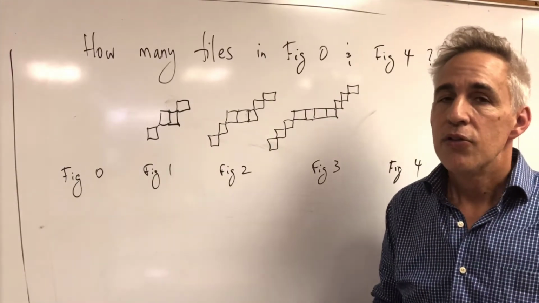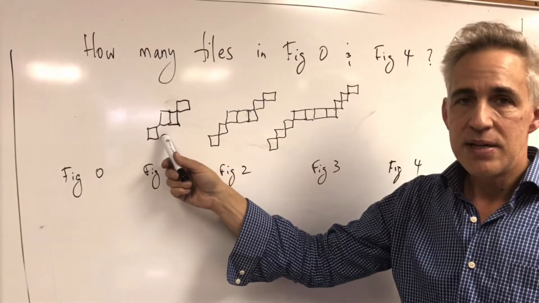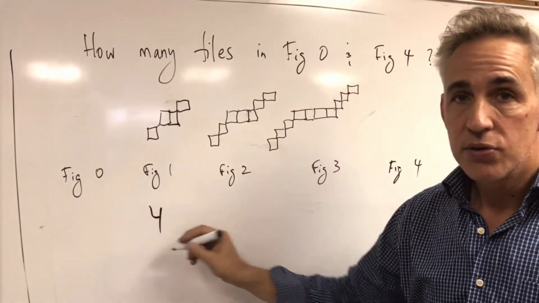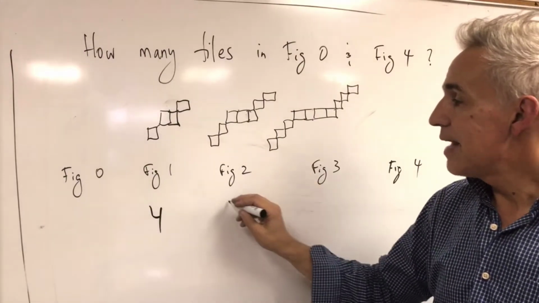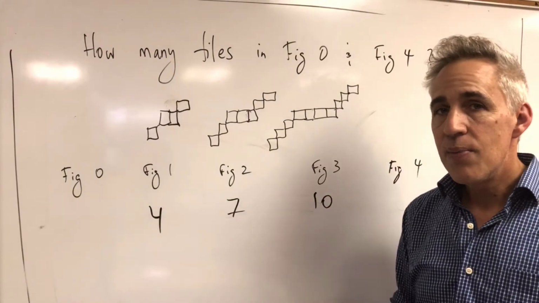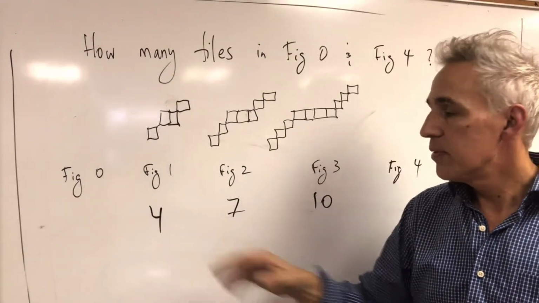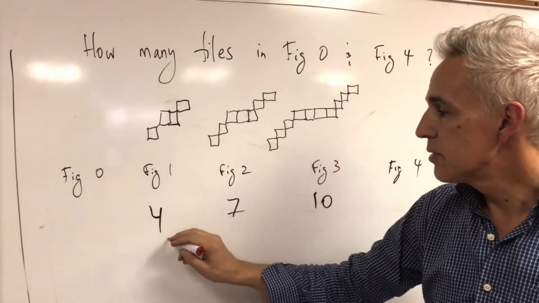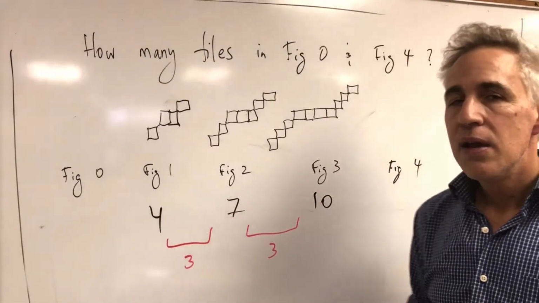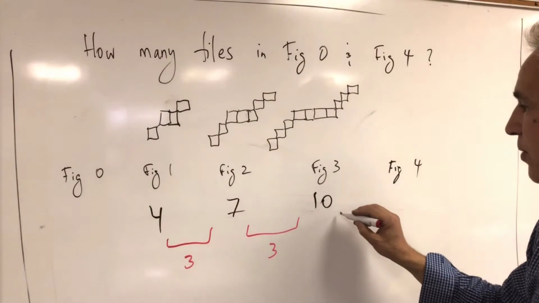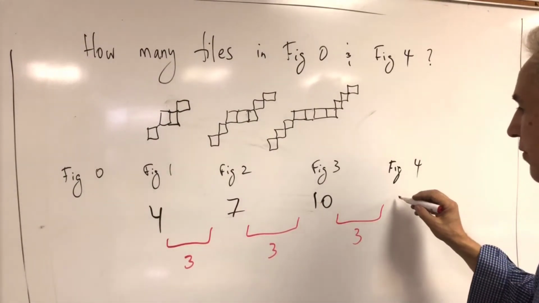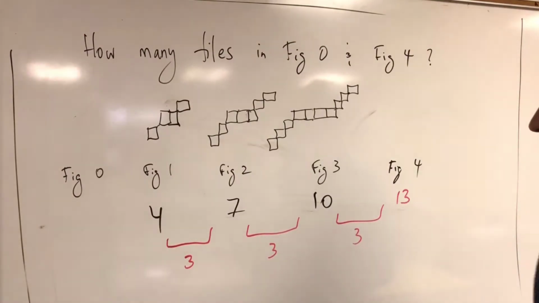So in order to do this, we have to understand how many tiles there are in each of these figures. There are 4 here, total tiles. There are 7 tiles here when we count them up, 10 there. Already, some of you might be able to see a pattern in the difference between these numbers. 7 minus 4 is 3, 10 minus 7 is 3, and what's important about that is that we may then deduce that we're going to add 3 to get, in figure 4, 13 tiles.